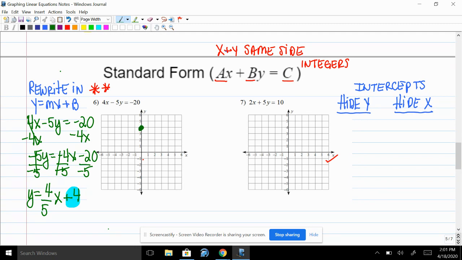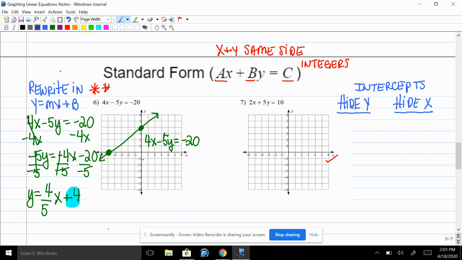Now, if you notice, something interesting happens here. If I went to rise 4 and run 5, I go off the grid. That's no good. So in this problem, I'm actually forced to go backwards. So instead of rising 4 this way and running 5 this way, I'm actually going to go down 4 and left 5. All right, which is fine. Connect my dots, got a line, smack a label on it, and you're done.